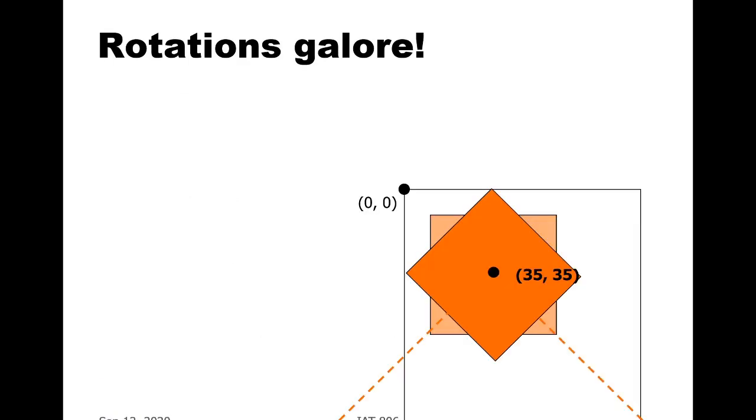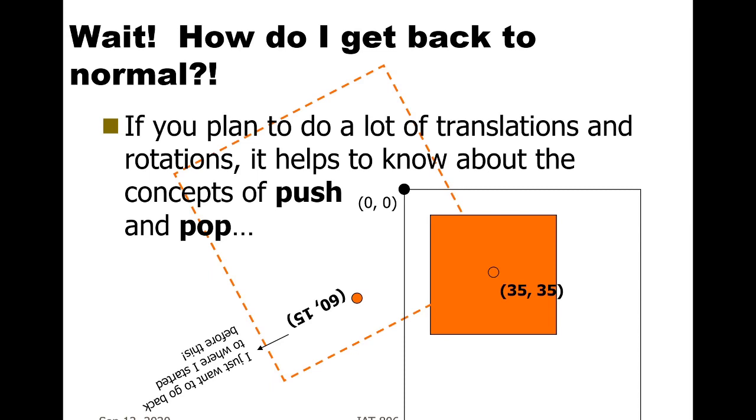Where we left off in the previous segment was that we had translated and rotated such that the rectangle that we drew ends up at this location right here, rotated by 45 degrees and translated from the origin by 35. Now, you might wish to follow that by more translations, more rotations, and more drawing, which is fine until you recognize, oh, wait a minute, I need to go back to the origin. So here's the problem. How do I get back to the origin without resetting everything?